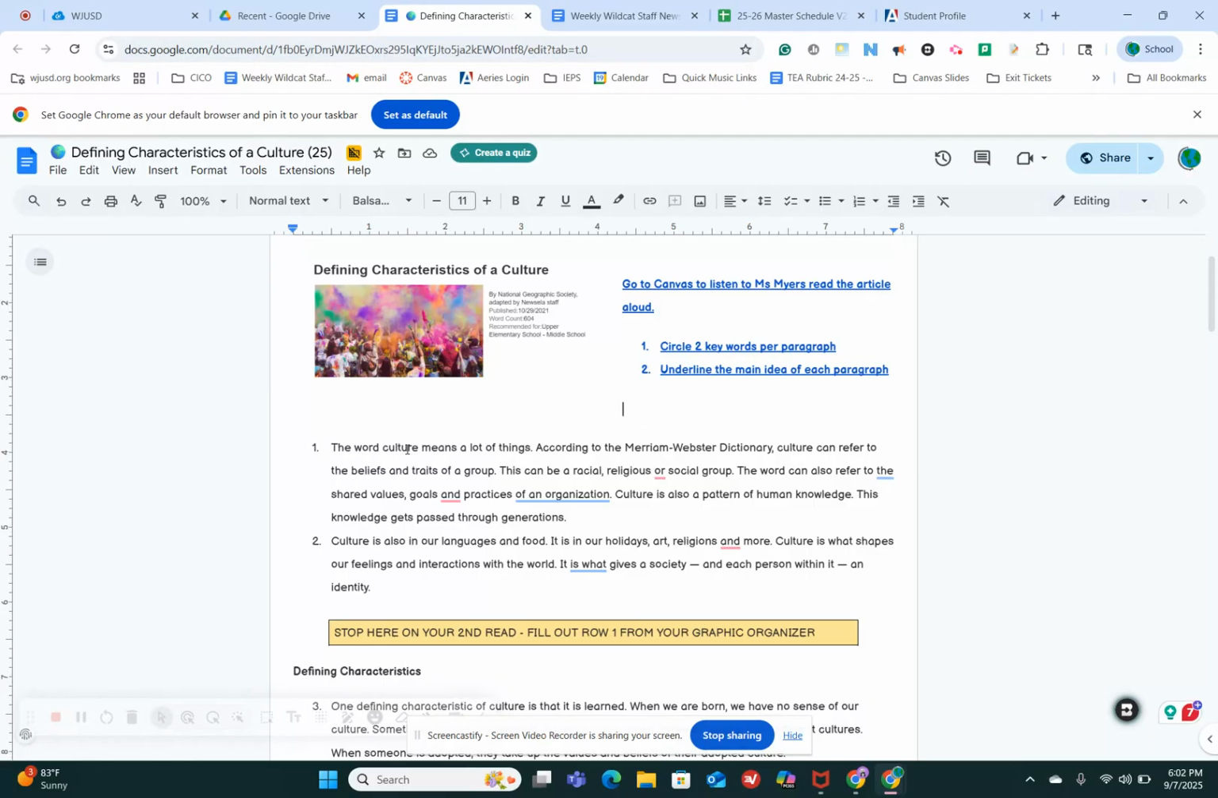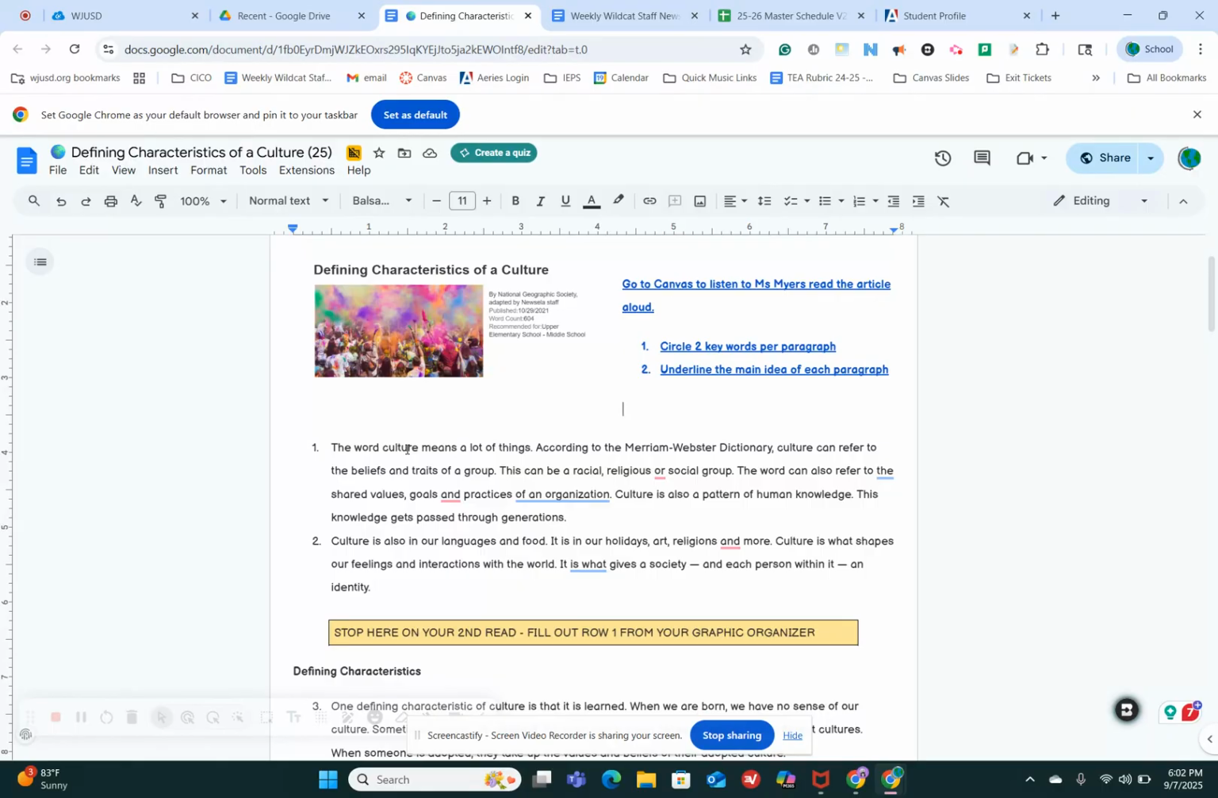Culture is also a pattern of human knowledge. This knowledge gets passed through generations. Culture is also in our languages and our food. It is in our holidays, our art, our religions, and more. Culture is what shapes our feelings and interactions with the world. It's what gives a society and each person within it an identity.